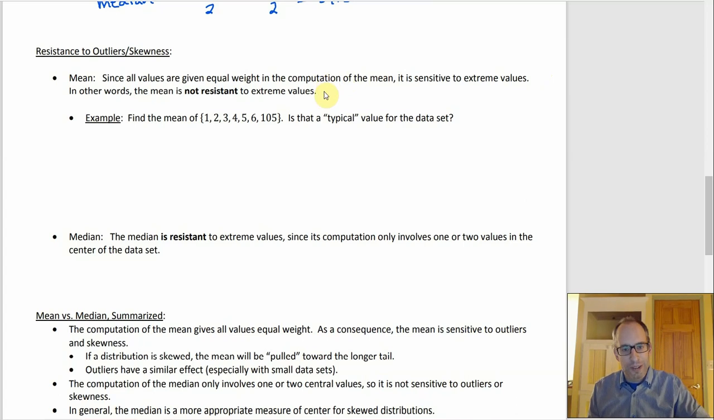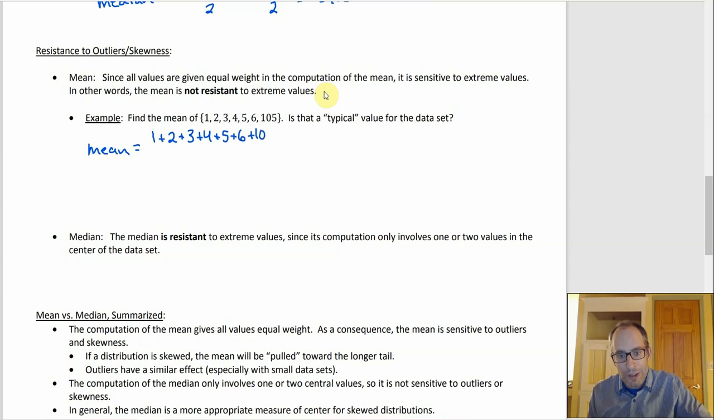So let's say if we were going to get the mean of this. So 1, 2, 3, 4, 5, 6, 105. All right. Well, the mean would be 1 plus 2 plus 3 plus 4 plus 5 plus 6 plus 105 divided by 7, since that's how many there are. And let's see, 1 through 6 added up is 21. So 21 and 105 is 126 over 7, 18.